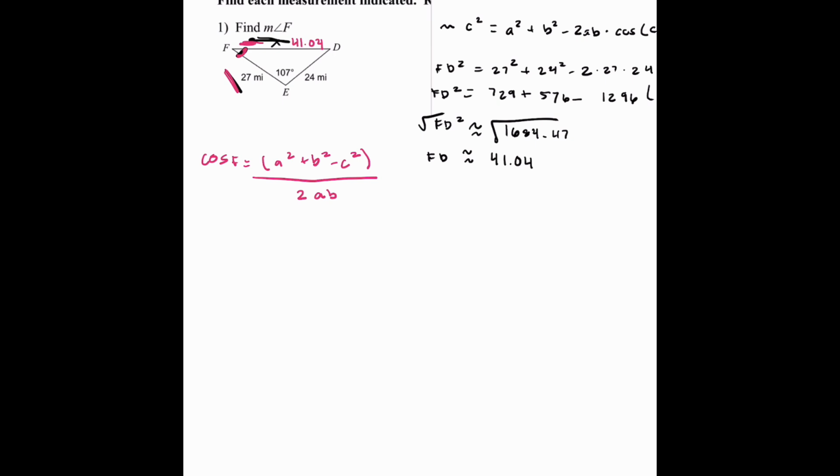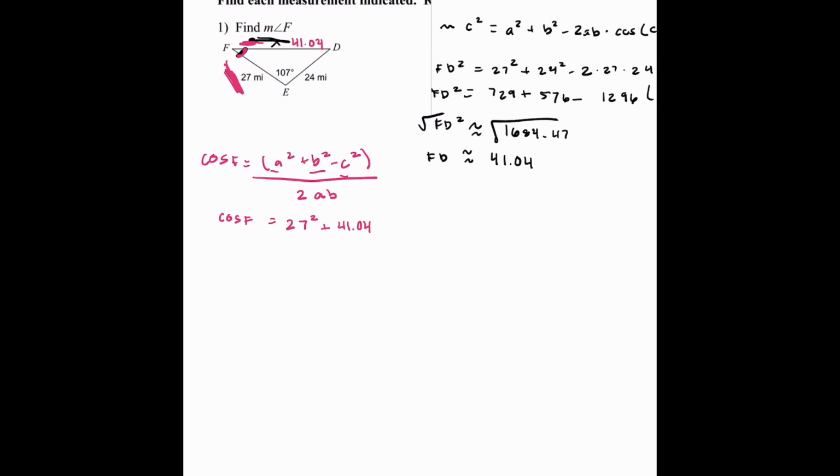Okay, so now this part may get a little tricky because it's like, okay, well, how do I know what's a, how do I know what's b, and how do I know what's c? And again, it's the same principle of what forms this angle. So cosine of f would be equal to 27 squared, which is this side, plus b squared, which is 41.04.